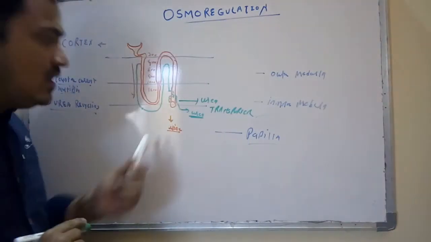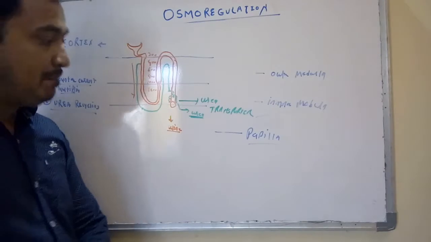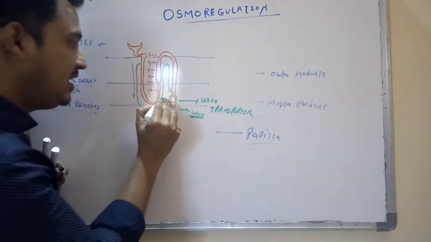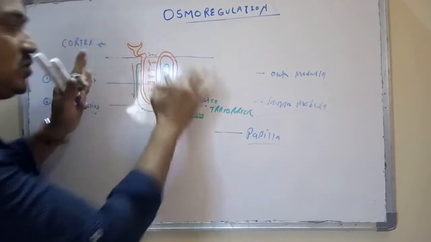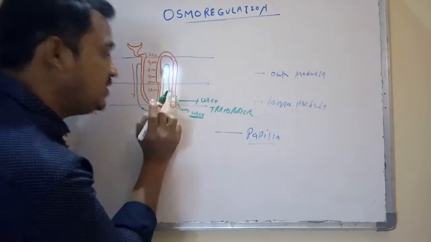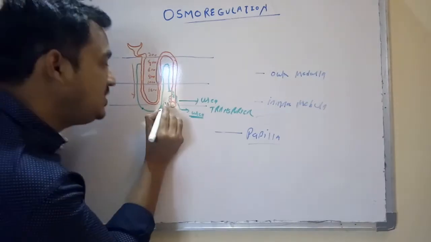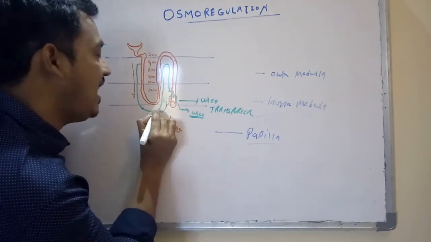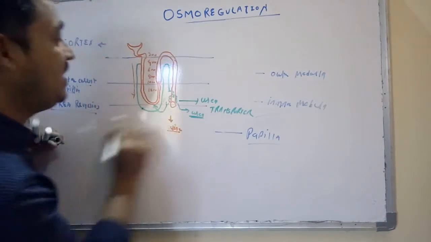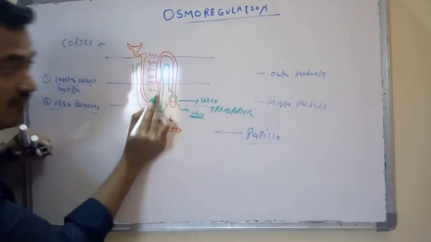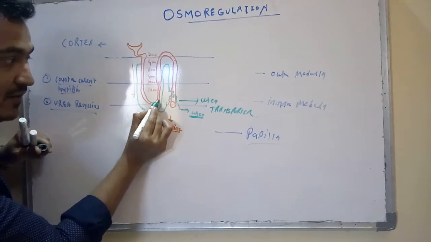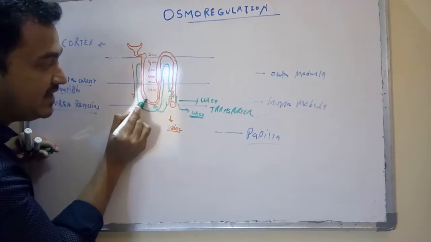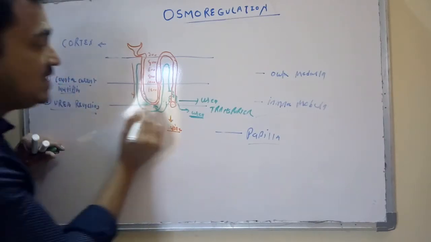Now this urea is getting reabsorbed here, but when this urea comes to the interstitium, here it is interstitial fluid, here it is the total interstitium. When this urea comes to the interstitium, it is reabsorbed in the thin part of the ascending limb of the loop of Henle, and some part of the descending limb of the loop of Henle. Okay. So what?